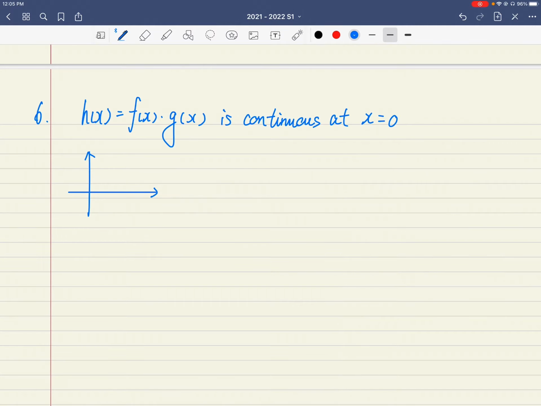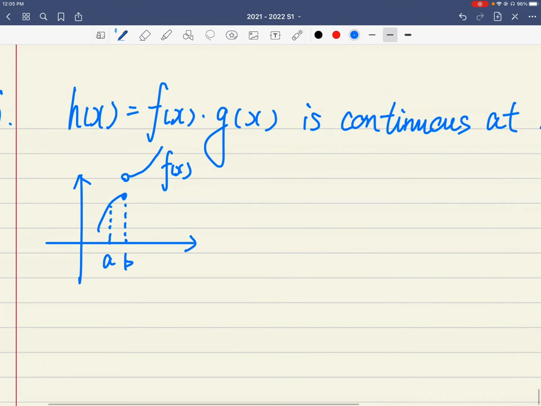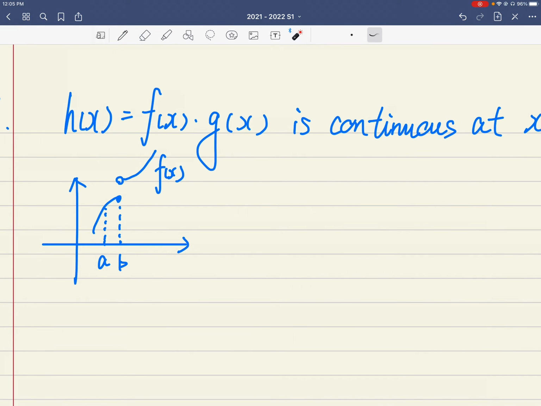Let's draw a function. Maybe this function looks like this. Let's call this point A, and let's call this point B. This function is a piecewise function, right? Then the question is: is this function continuous at the point A? Is this piecewise function continuous at this point A?